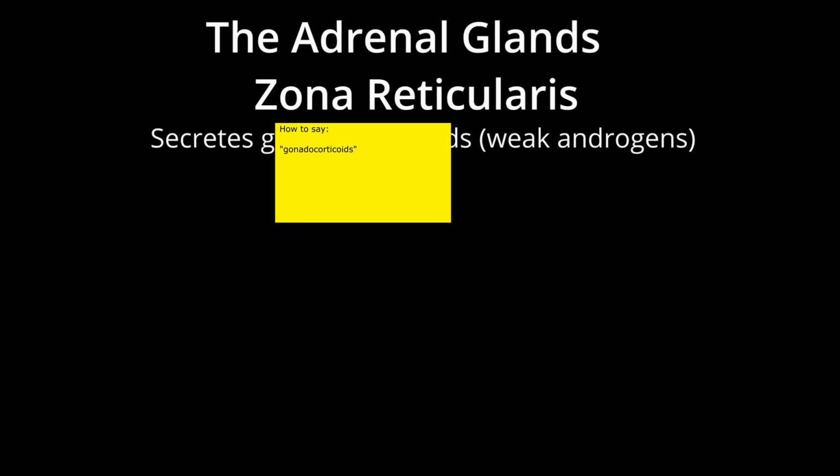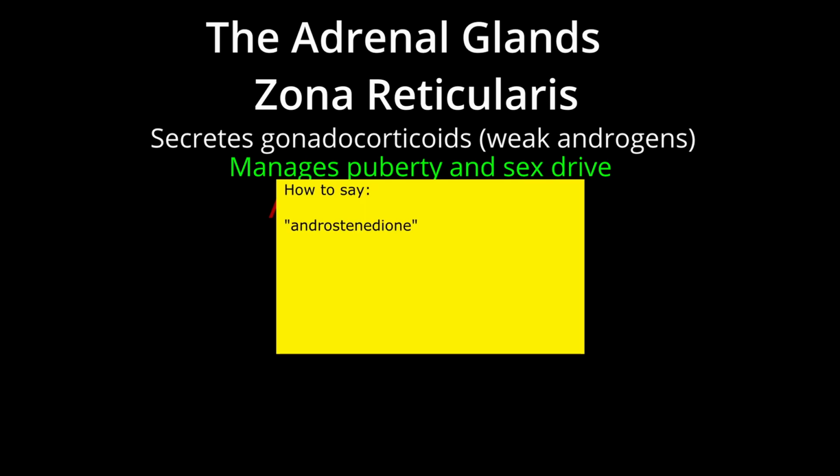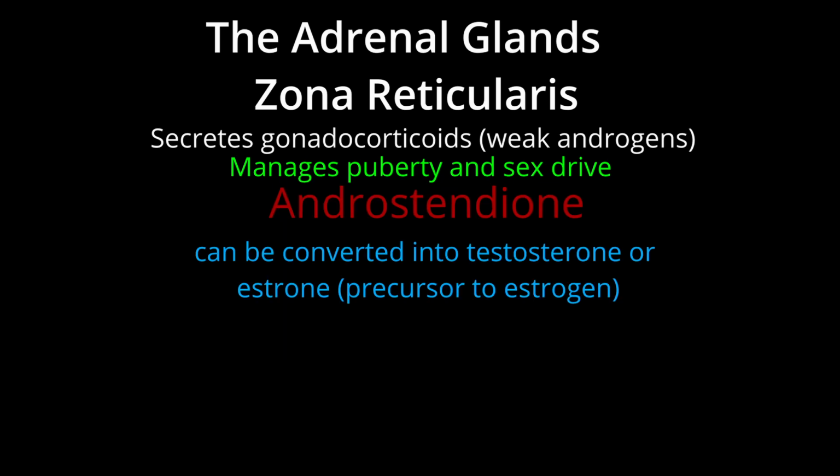Now, the bottom layer, zona reticularis, secretes gonadocorticoids, weak androgens. It manages puberty and sex drive. Androstenedione is the main type. It can be converted to testosterone or estrone, a precursor to estrogen.